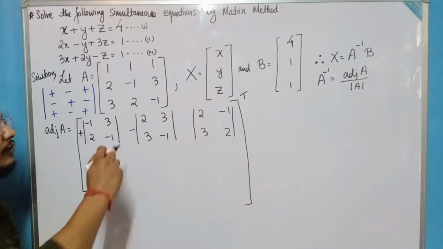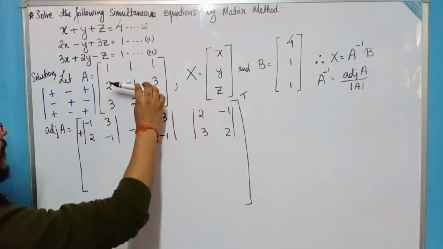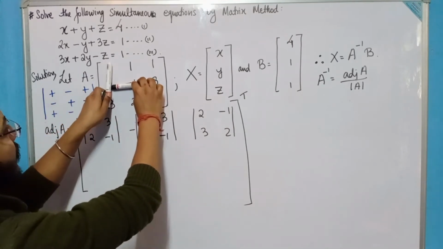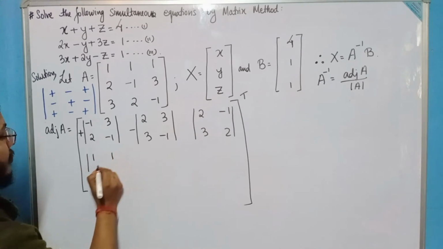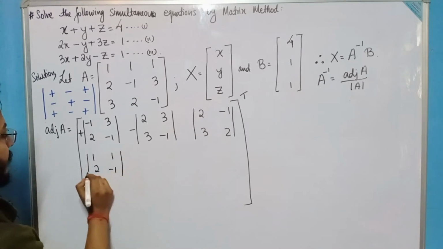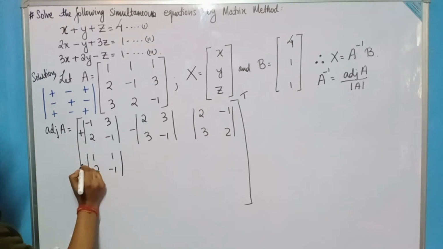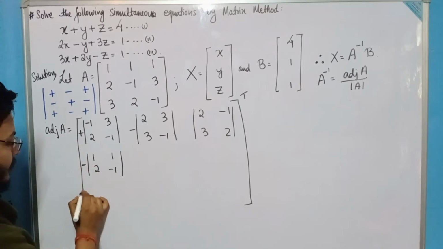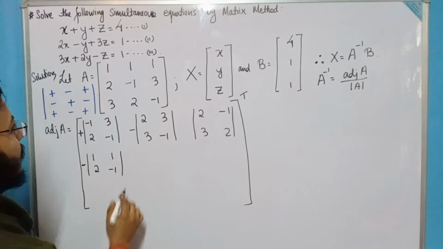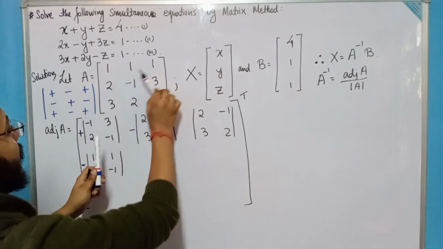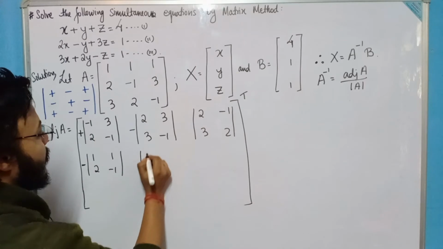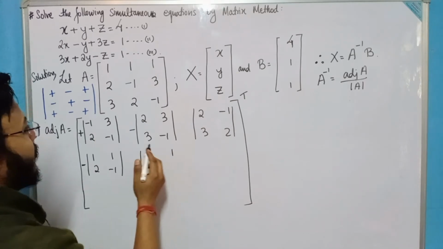Now you'll write the cofactor of 2. For the cofactor of 2, you hide this and this. What do you see? 1, 1, 2, minus 1. So this will be 1, 1, 2, minus 1. The sign convention is minus. I think it will be a little bit bigger. Now this one, this and this. What do you see? 1, 1, 3, minus 1. Okay, understood?